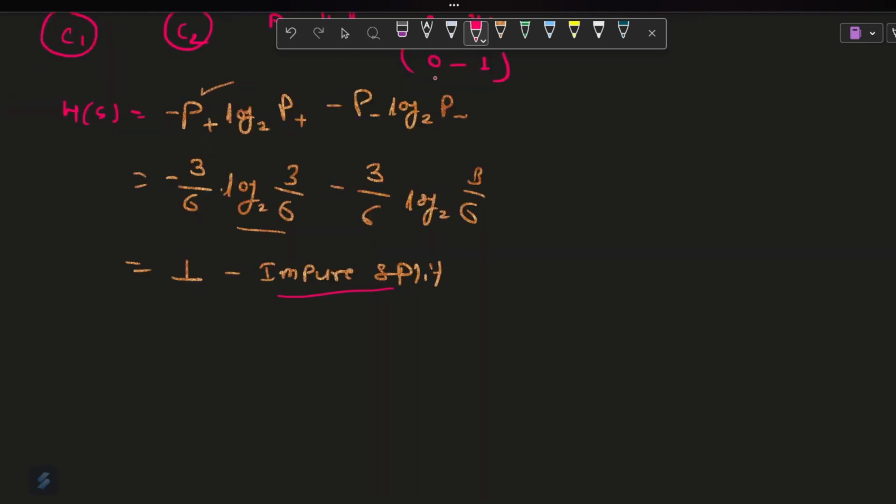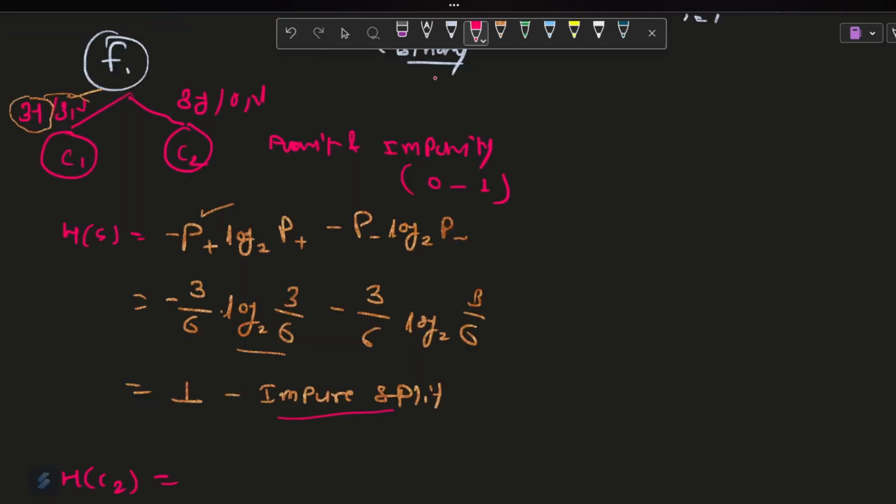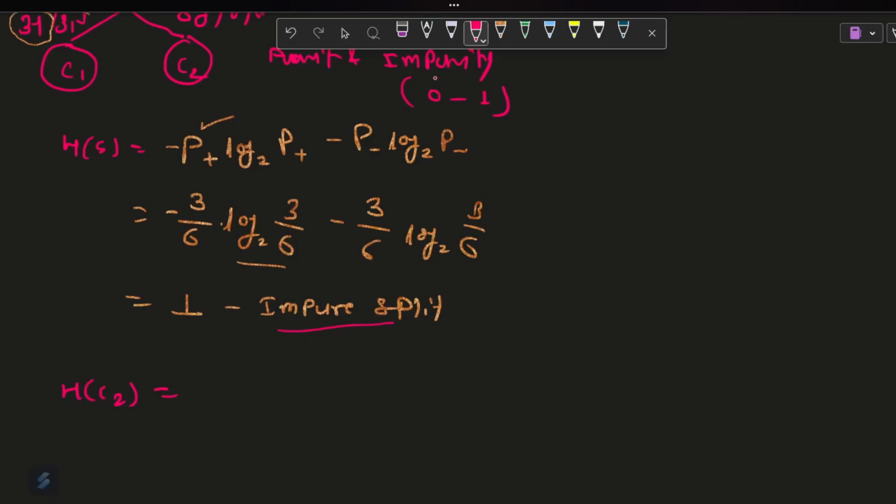Similarly, calculating for S of C2. In that particular case, we have simply the probability of no.